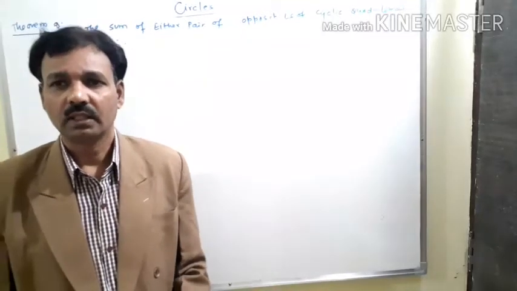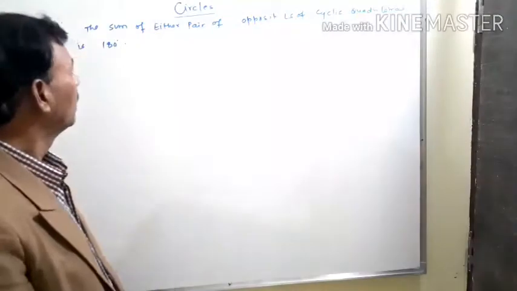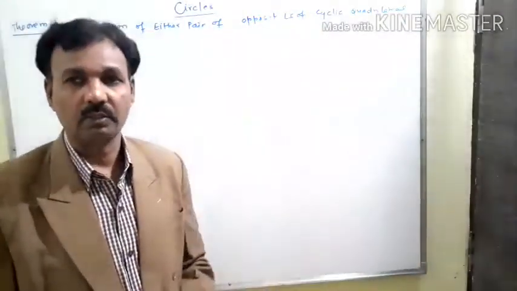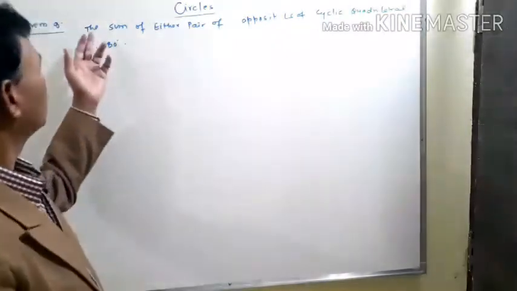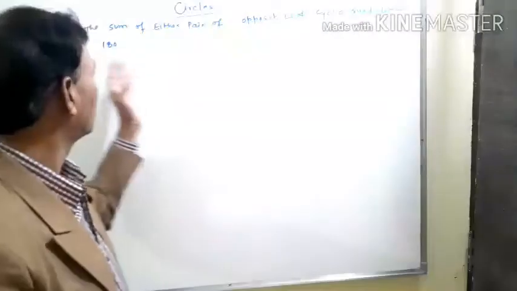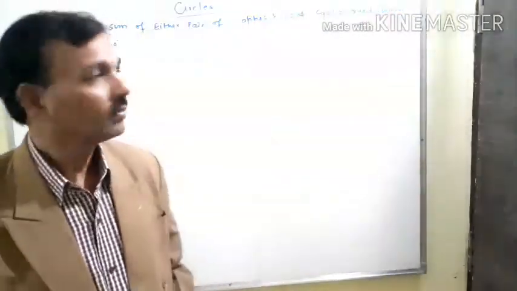Hello students, in this video we will discuss an important theorem. This is known as the cyclic quadrilateral theorem. It states that the sum of either pair of opposite angles of a cyclic quadrilateral is supplementary, or 180 degrees.